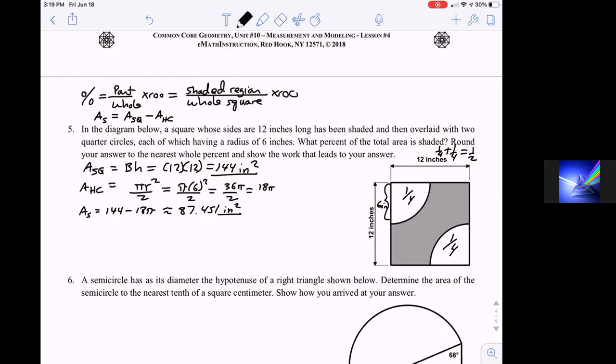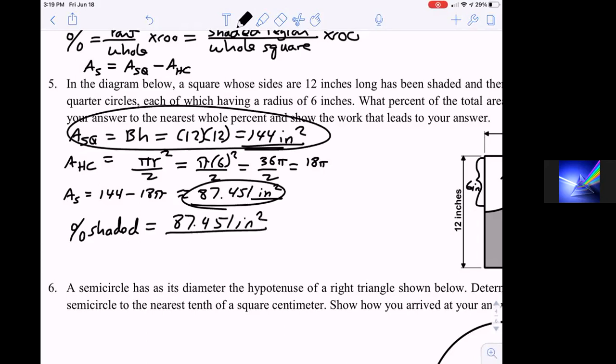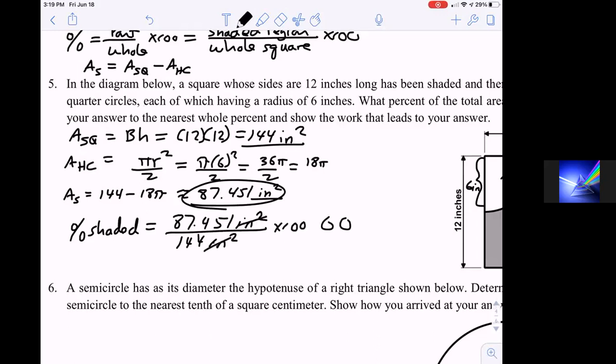Okay, now to find the percent of what's shaded, the percent shaded, all we're simply going to do is take the part that is shaded, 87.451 square inches, and divide it by the total area of the square, 144 square inches, and then times 100 puts it as a percent. Notice the units cancel, and you end up with about 60.7%, which you can just round up to 61%. So this figure is basically 61% shaded.